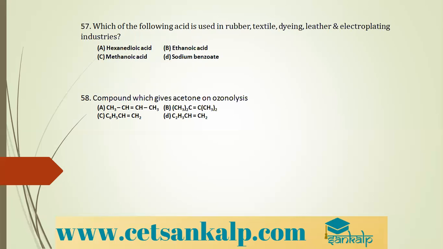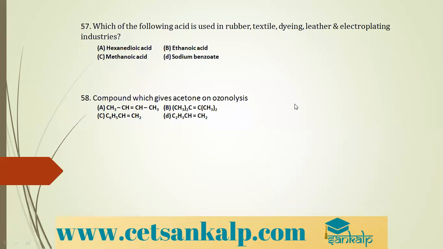Moving to the next question. Which of the following acids is used in rubber, textile, dyeing, leather, and electroplating industries? So, what is the correct option? Methanoic acid is used in rubber, textile, dyeing, leather, and electroplating industries. Please remember, it is option C. Methanoic acid is being used there. Okay.